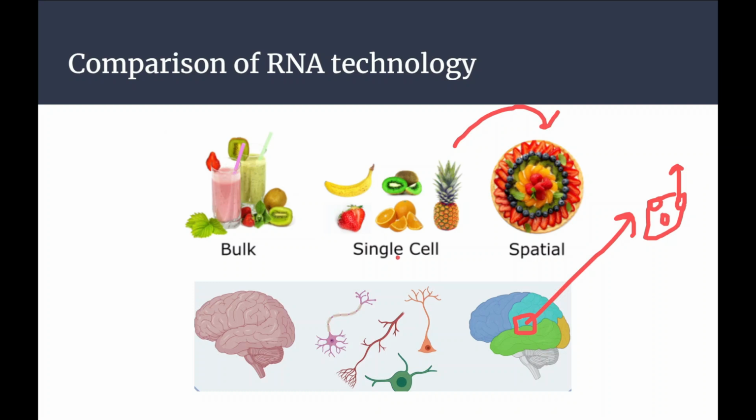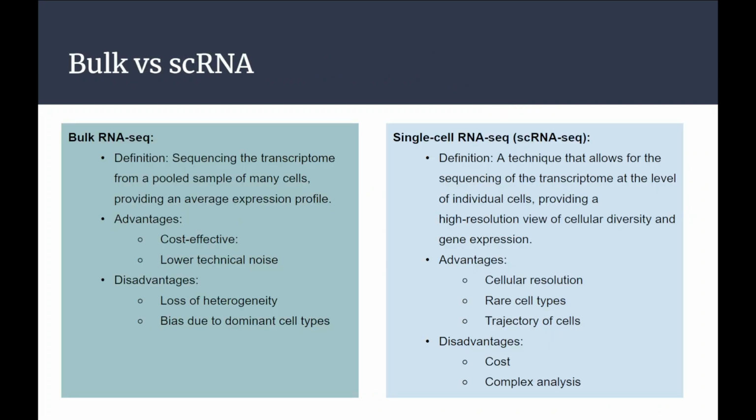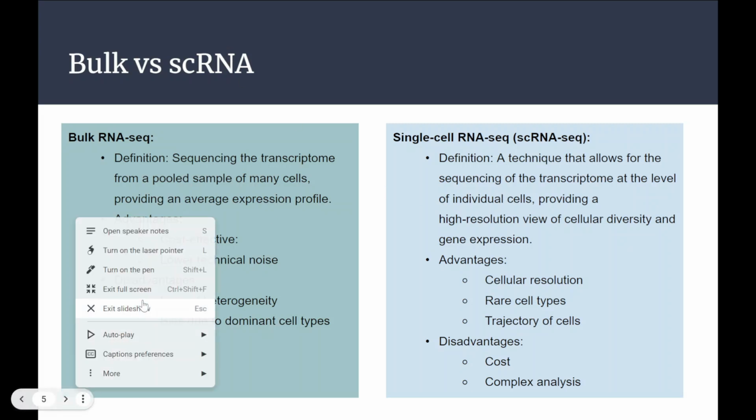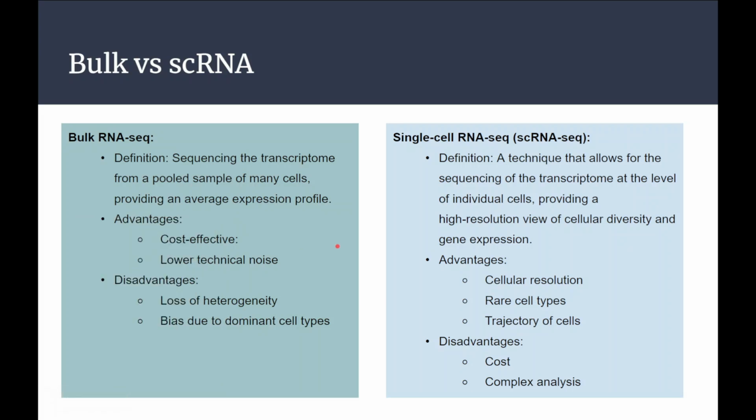But in today's lecture, we are going to cover single cell, where we can have the gene expression profile at single cell resolution. So this is the difference between bulk and single cell RNA. What are the advantages and disadvantages? In bulk, the disadvantage is we are losing the heterogeneity part.